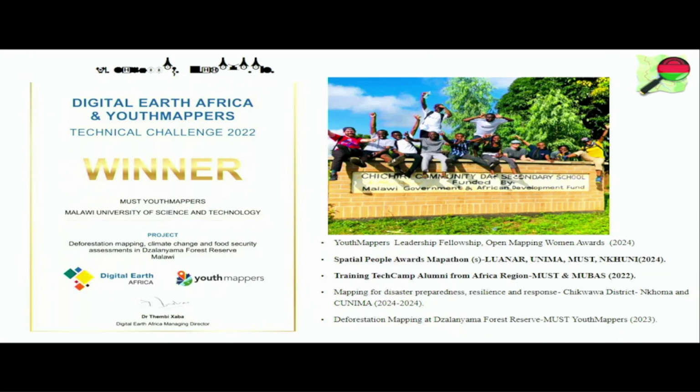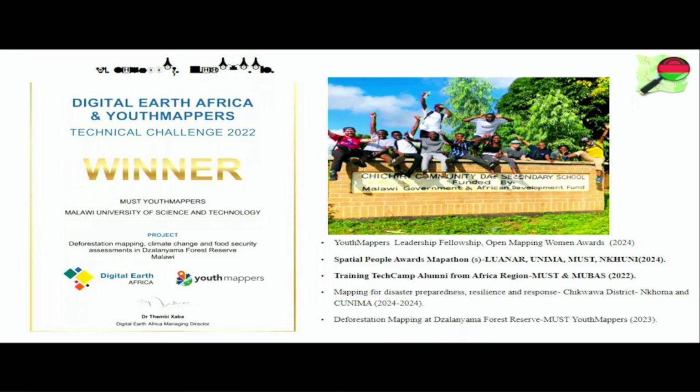These are just highlights of some of the achievements that we have done so far in the YouthMappers. One of the chapters, the Malawi University of Science and Technology chapter, won the Digital Earth Africa and YouthMappers Technical Challenge in 2022 after they did a project on deforestation mapping, climate change, and food security assessment in Dzalanyama Forest Reserve. Another chapter that I was part of won a project with World Bicycle Relief, where we used PGIS to collect data for the project that we're having with the World Bicycle Relief.